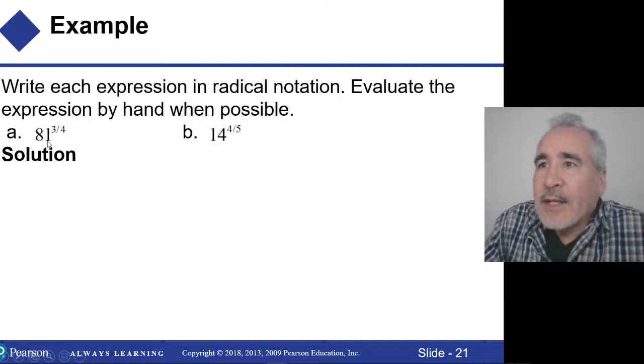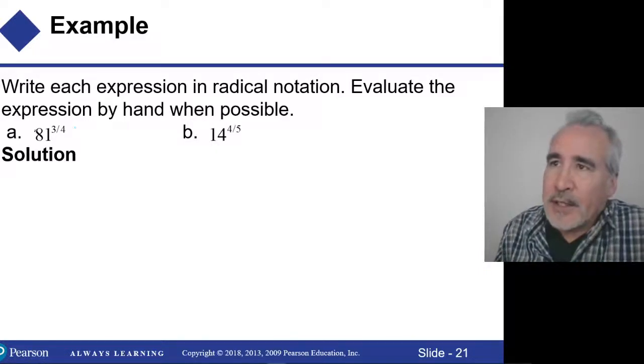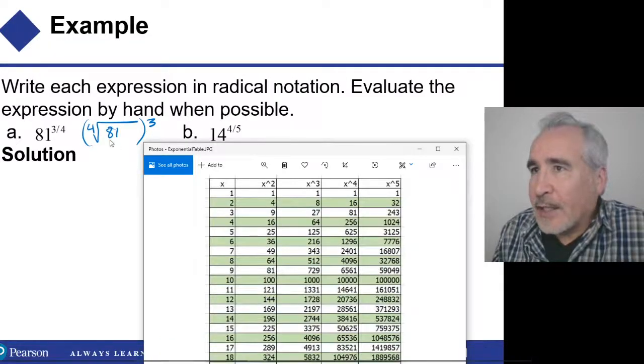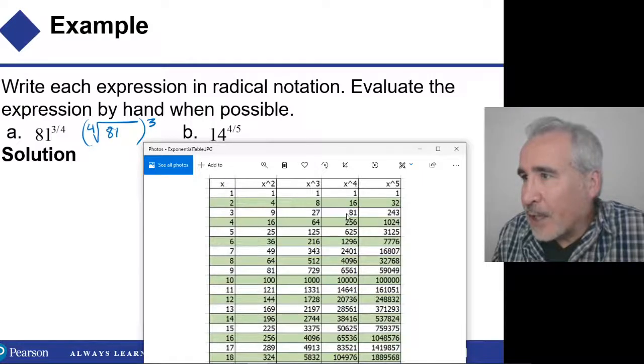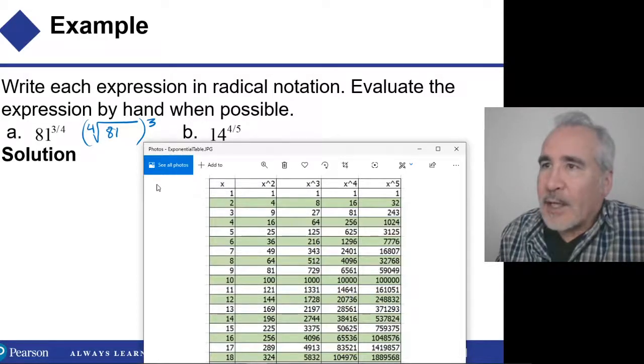Same thing here, 81 to the 3/4 power. So again, remember, just rewrite it as a radical. It's going to be the 4th root of 81, and then take it to the 3rd power. And again, we can look at our table and see if we've got something with the 4th root. Is there an 81? Oh, there it is, 81. So that's 3, because 3 times 3 times 3 times 3 gives us 81. So there's going to be a 3, then 3 cubed. 3 cubed will get us back to 27.